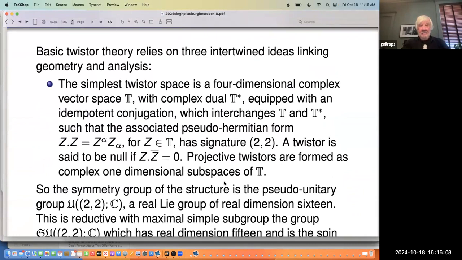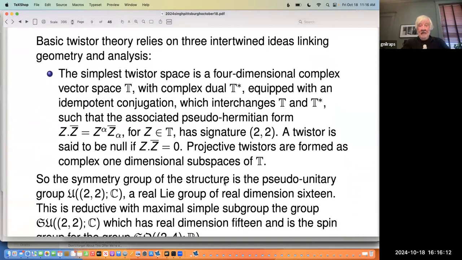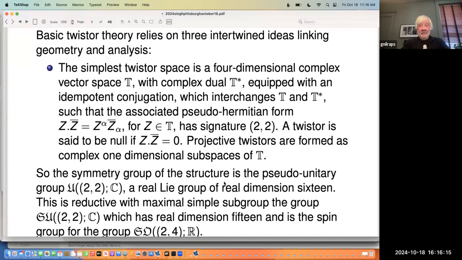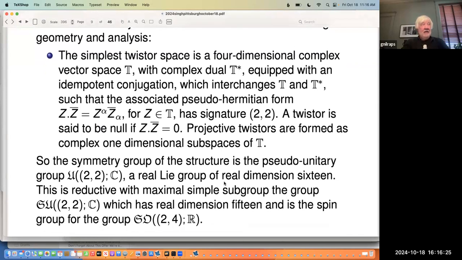The theory is based on complex numbers. That's the first thing. And initially a complex 4-dimensional vector space. And the key idea is that it has a Hermitian form on it, which is signature 2-2. So that's going to lead us directly into octonions.